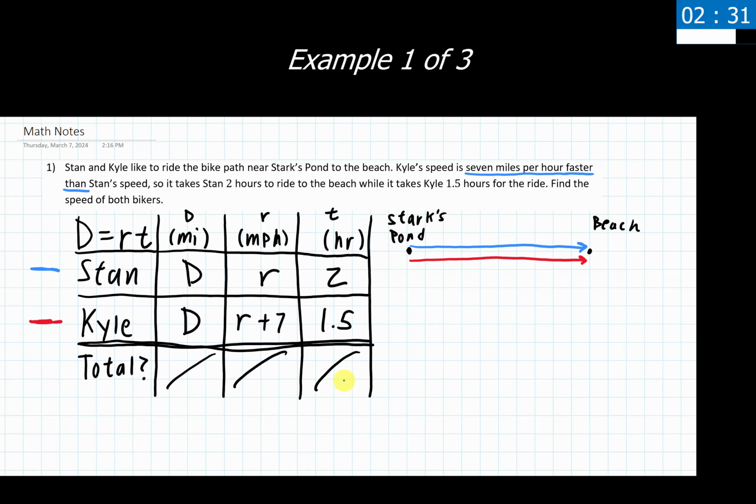So let's start figuring out some information here. Can I make equations out of this information? Well, yeah, I can. I have the distance, rate, and time for Stan, and I have the distance, rate, and time for Kyle.